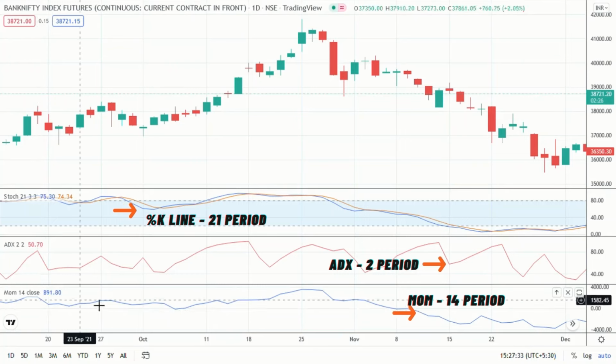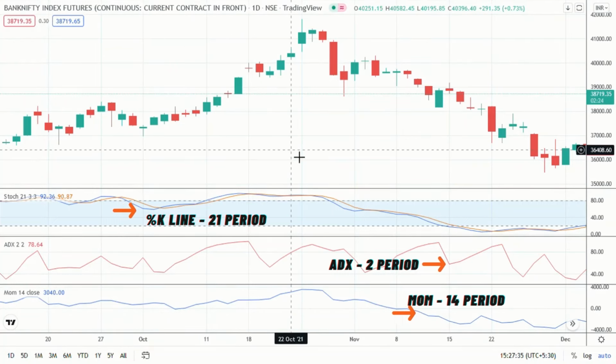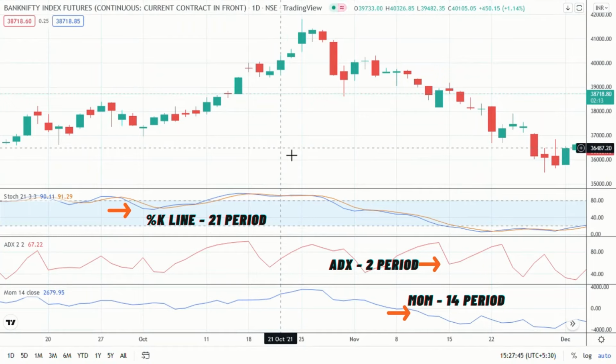All right. So let's go back to the 22nd of October. Let's take a look at the percentage K line's value, which was 92.36. And that is greater than its value the previous day, which was 90.11. So condition 2 is met here. Condition 3 says that ADX has to be greater than 50. So on the 22nd of October, ADX was at 78.64. So clearly condition 3 is also met.